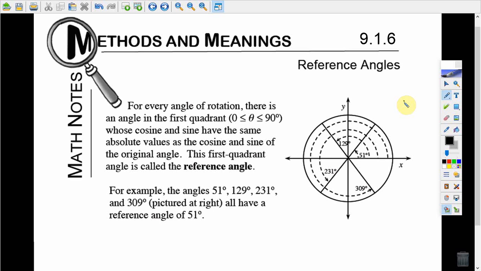For every angle of rotation, there's an angle in the first quadrant, 0 to 90 degrees, whose cosine and sine have the same absolute values as the cosine and sine of the original angle. This first quadrant angle is called the reference angle. In the example they've given us below, we have a reference angle of 51 degrees. So that's the angle that we make here, 51 degrees.